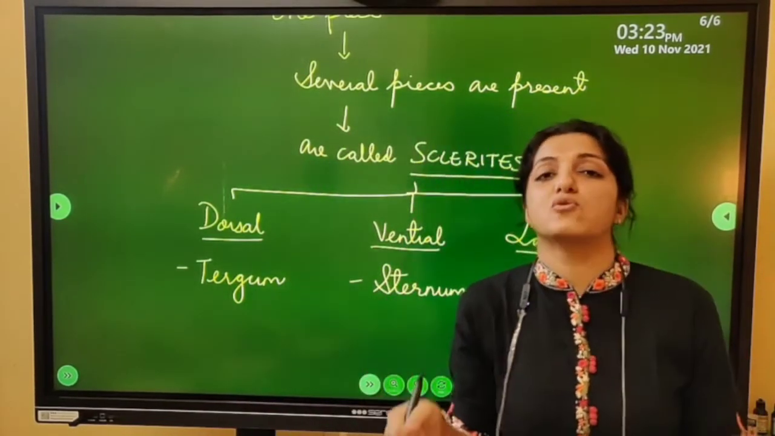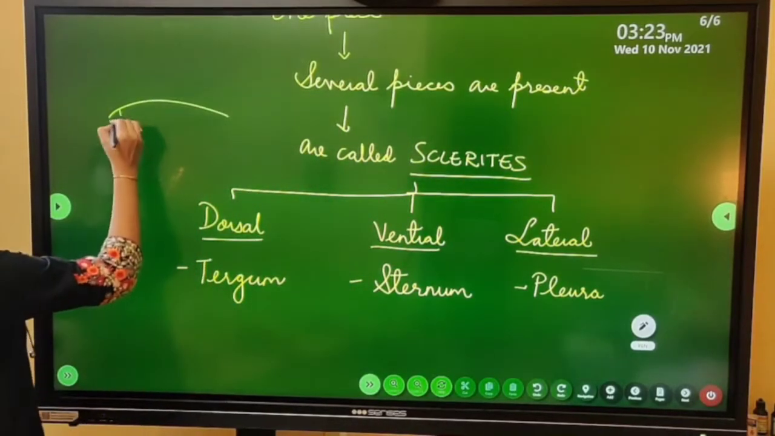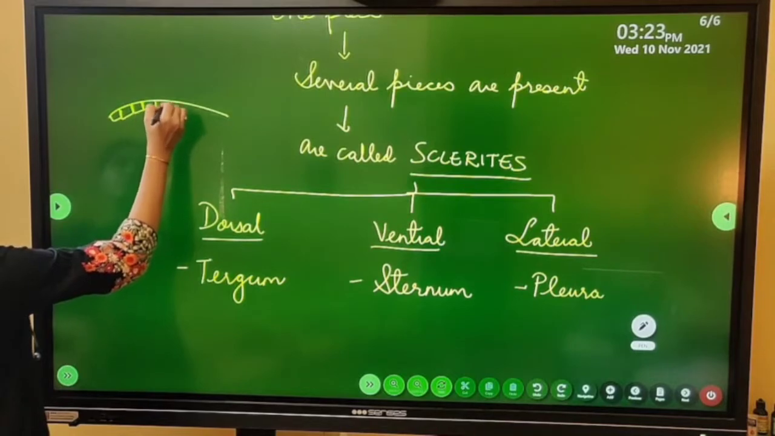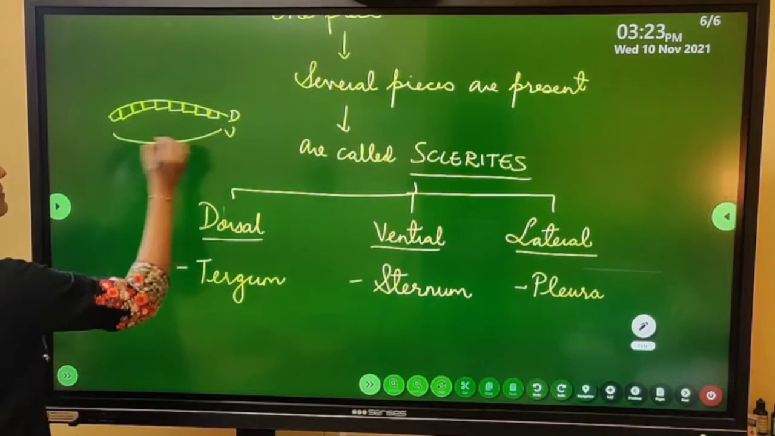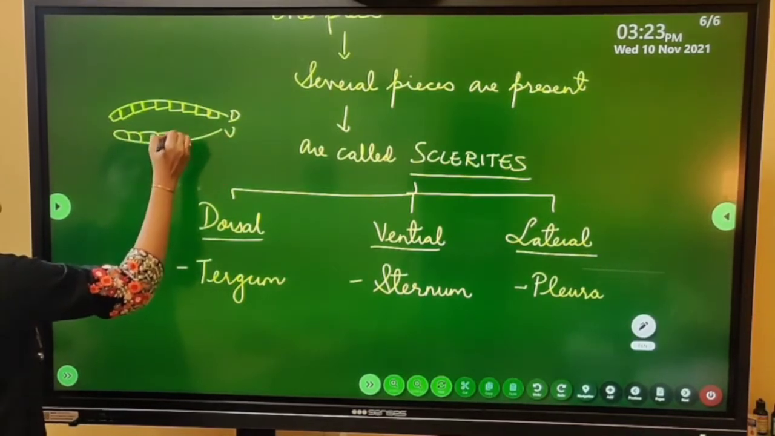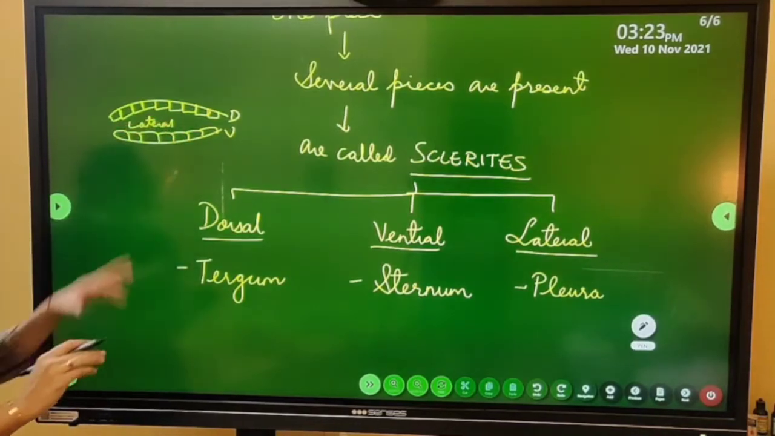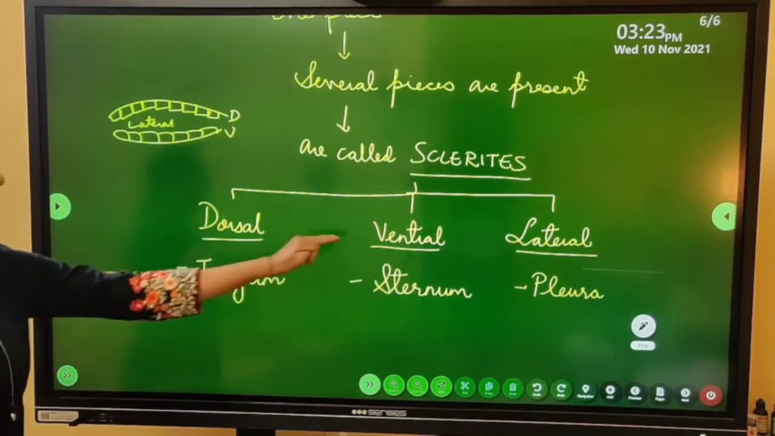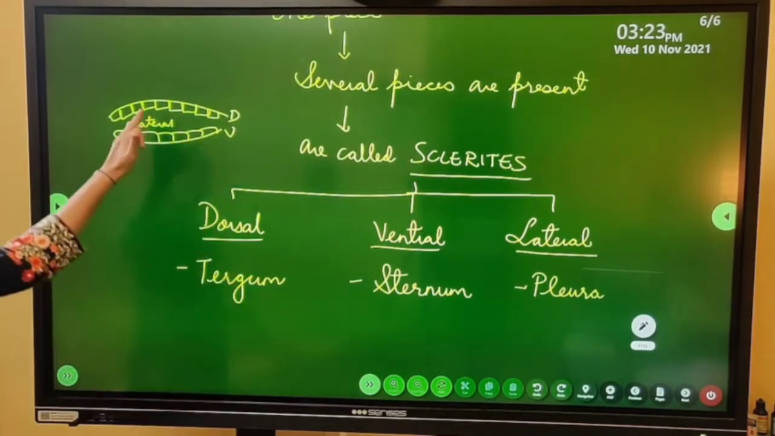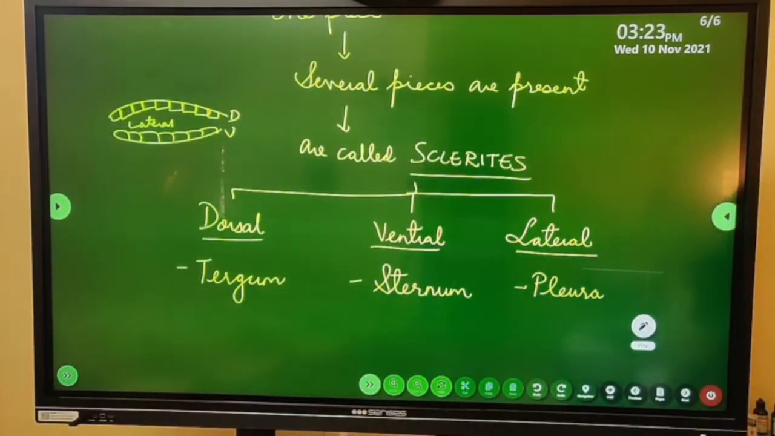So जो chitinous exoskeleton है वो पूरा एक single piece में नहीं रहता है, वो different pieces में divided रहता है. तो ये अगर body है, ये dorsal है और अगर ये ventral है, तो इसके बीच का जो lateral surface है. So everything, the lateral sclerites, they are called pleura. The ventral sclerites, they are called sterna or sternum. And the dorsal sclerites, they are called terga or tergum.